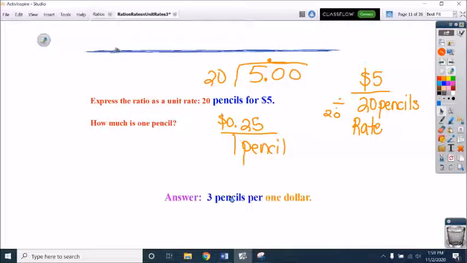So you could write that 25 cents per pencil, or you could also figure out this. I don't really like the answer 3 pencils per dollar, but you do see sales like that sometimes. I think this is more useful information. Both of these are unit rates, but this is the one that I would prefer you guys find and prefer you write it as.